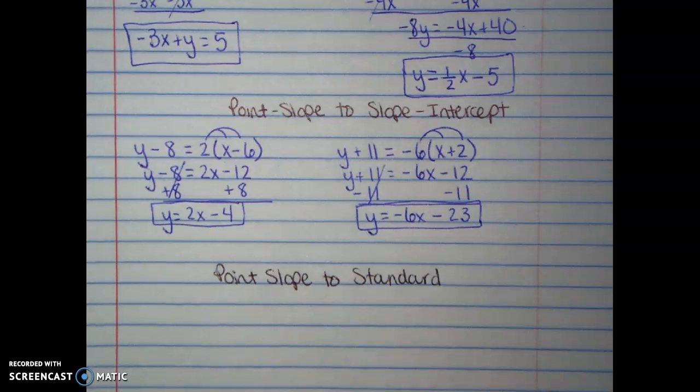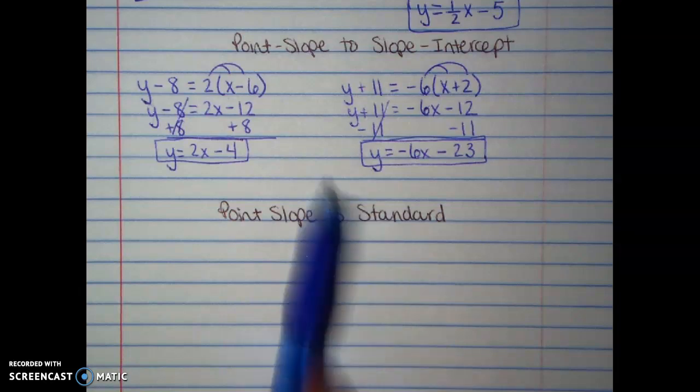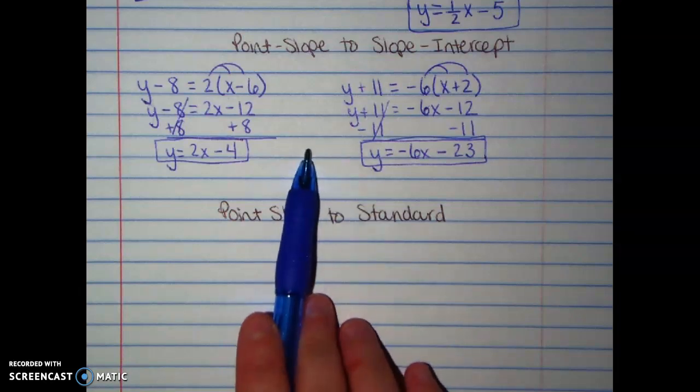Okay. The last section that we're going to cover in the notes is when you go from point slope to standard. It's very similar to what we did up here, except you're going to have one more step.